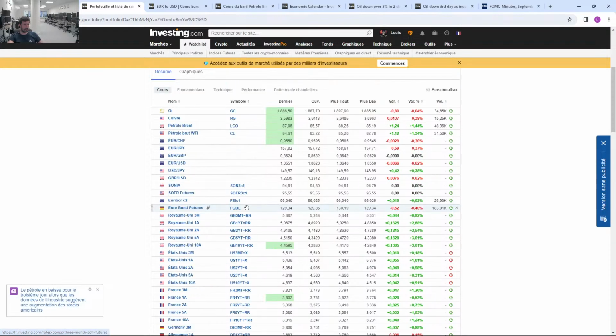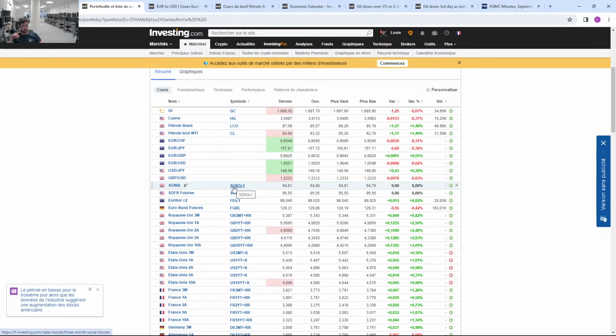And then if we look at the rates, we can see that the Euribor, the Bund are more or less stable. Same for Sonia and Sofr, so not a lot to say about it. And if we look at the currency, we can see the euro dollar has dropped a lot since this morning. Probably because of the inflation data.